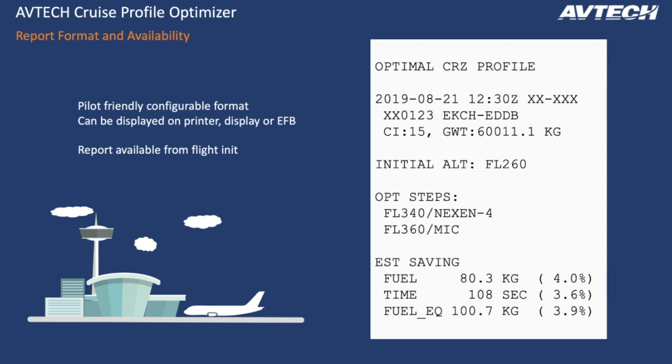And there's also identifying information, so for the crew to identify that this calculation was made for their flight and made for the set cost index and gross weight. The report is available once the flight computer has been initiated. It can be set up as a manual request or as an automatic push. It could also be made available earlier if needed, based on flight planning data.